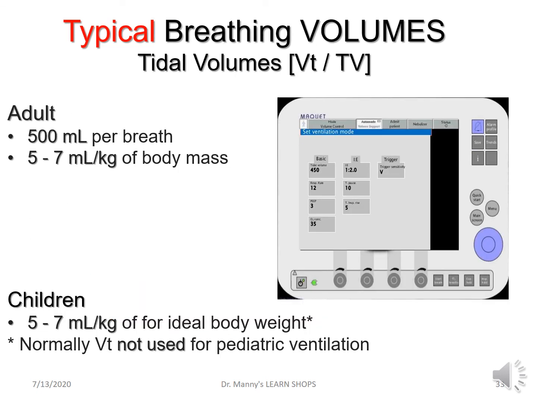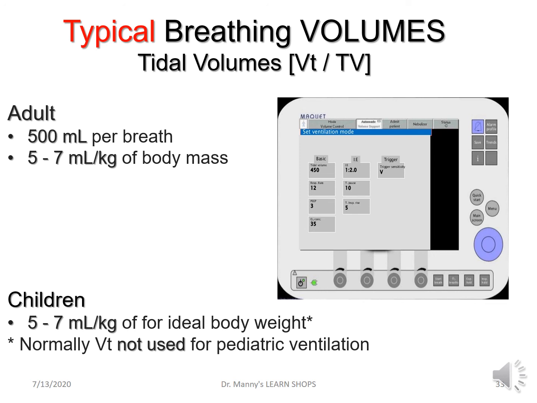Typical breathing volumes in an adult, as we indicated earlier, are about 500 mils per breath. However, adults are all not the same, so we have a typical range of around about 5 to 7 mils per kg of body mass. If you weigh 70 kilos, for example, and you use the 5, 5 sevens are 35, so you're looking at 350 mils per breath. If you're looking at 7 by 7, 7 sevens are 49, so about 500 mils per breath.